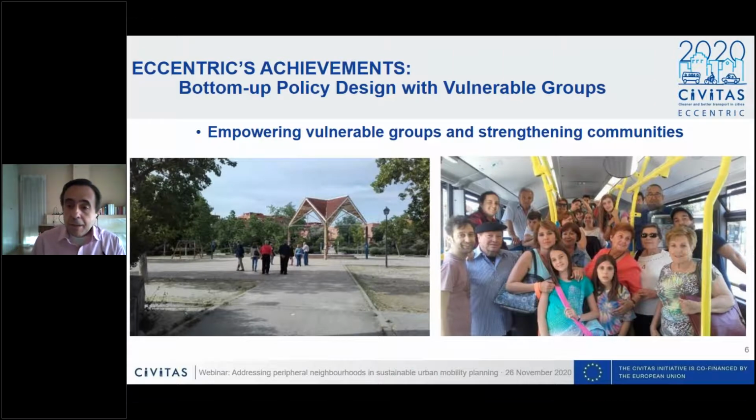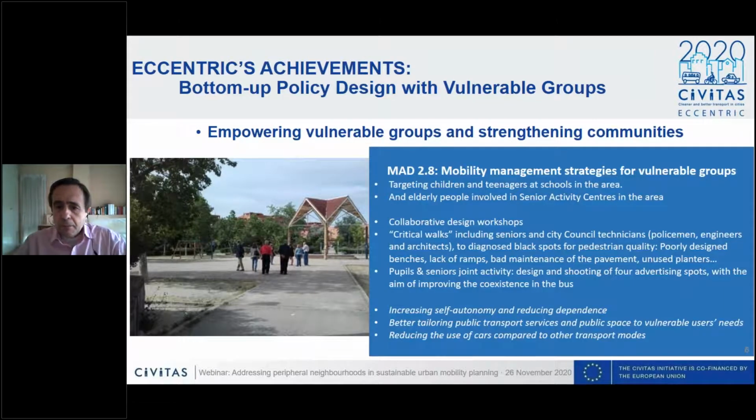And well, again, coming to practical lessons for the bus service company. So we were basically able to put in place those collaborative design workshops. We established in particular what we call critical walks, in which people were walking the neighborhood. They were identifying things that needed to be changed.